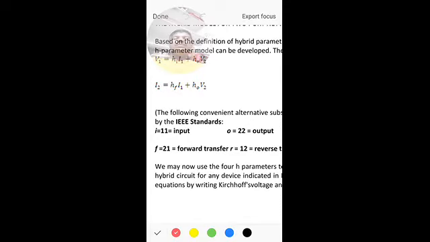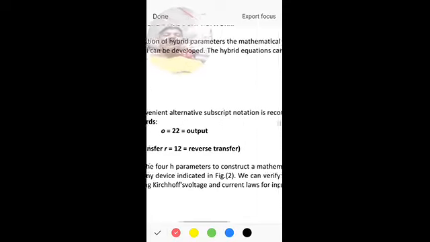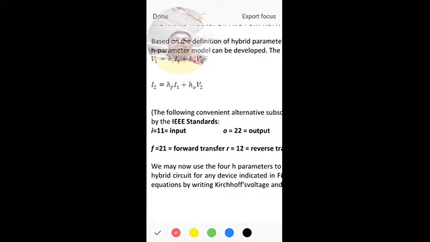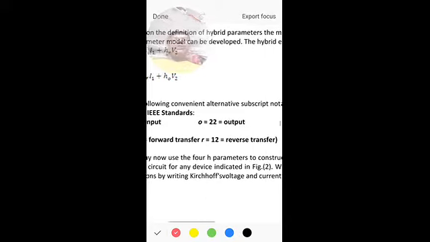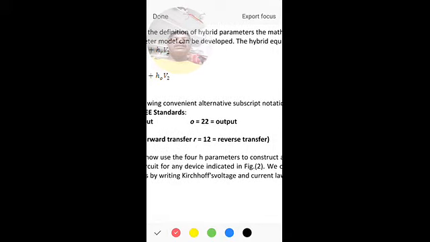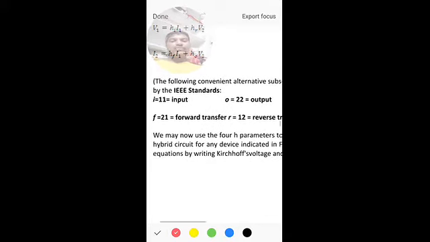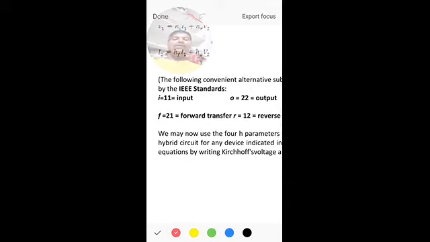So H11 is the input, H22 is the output, H21 is the forward transfer, and H12 is the reverse transfer. H12 is the reverse transfer, from output to input, and H21 is the forward transfer, from input to output.